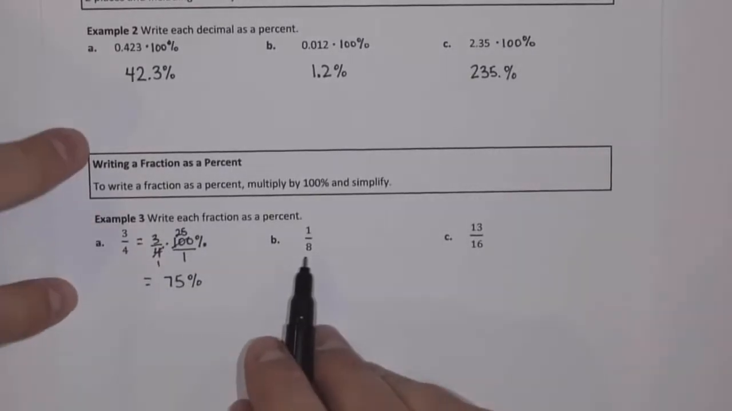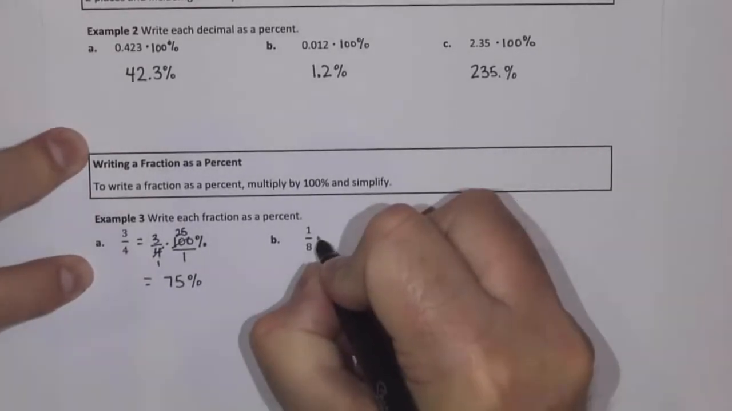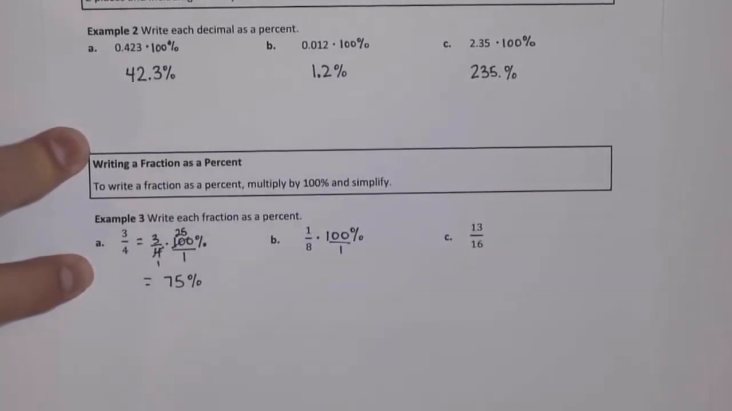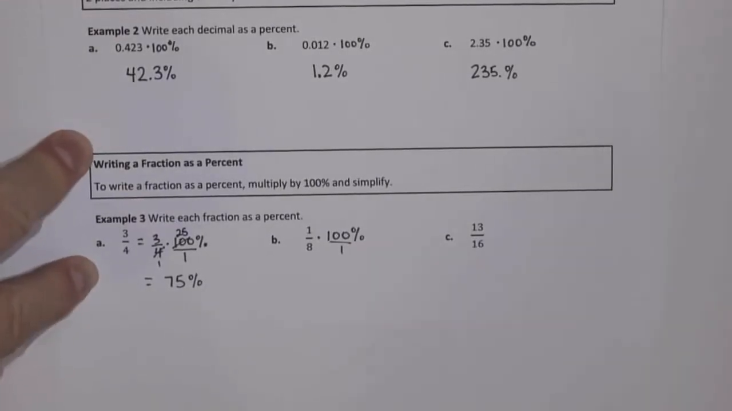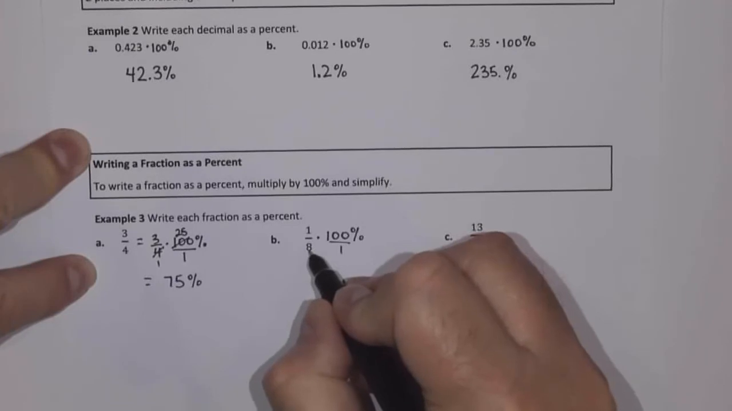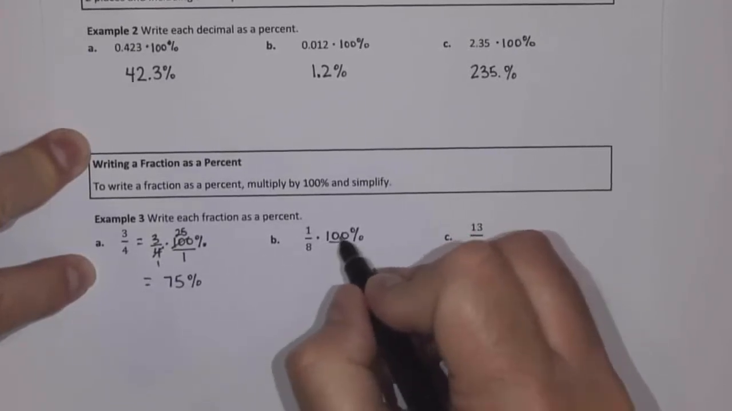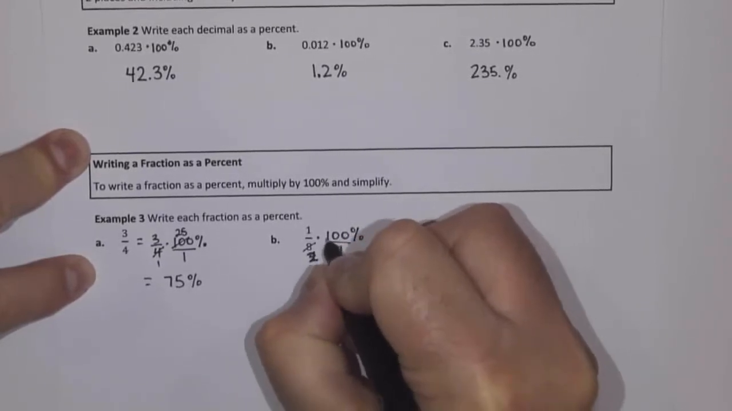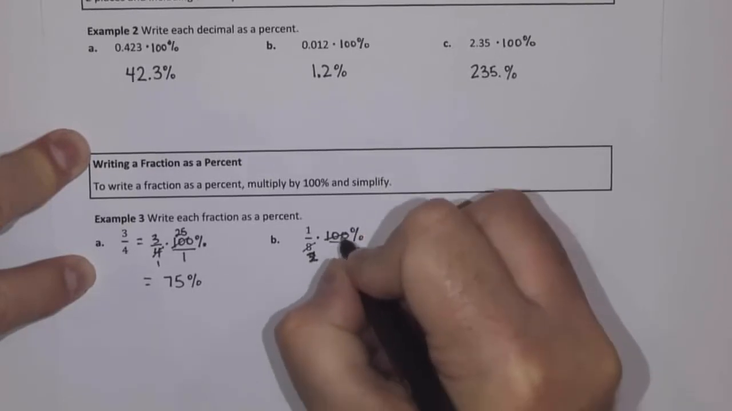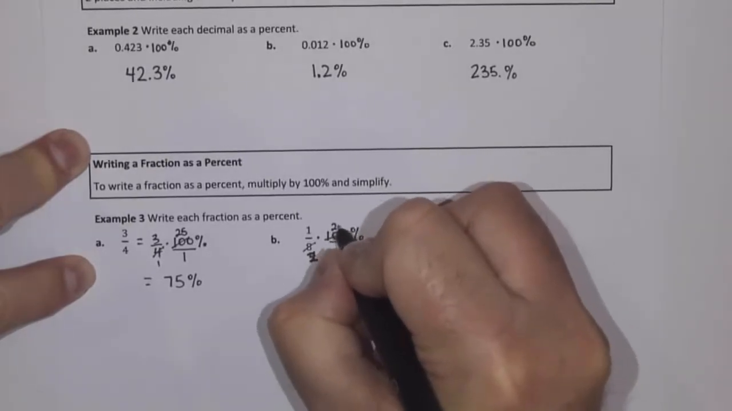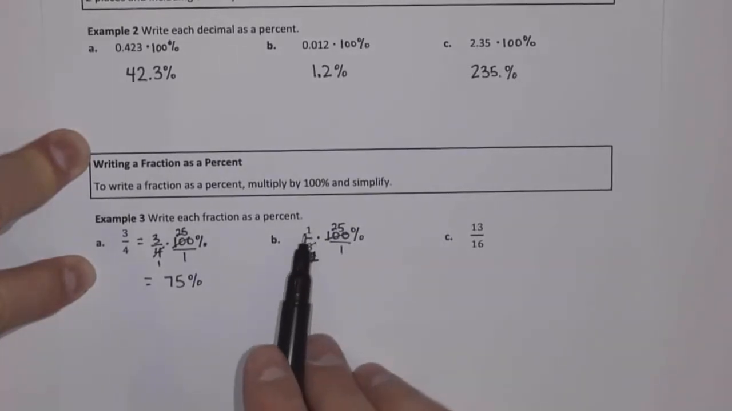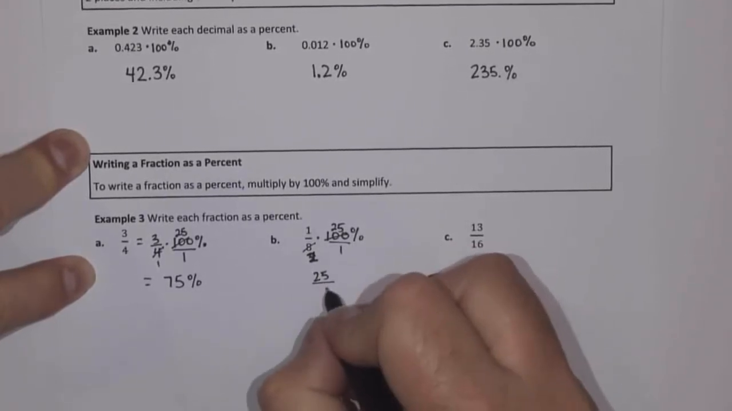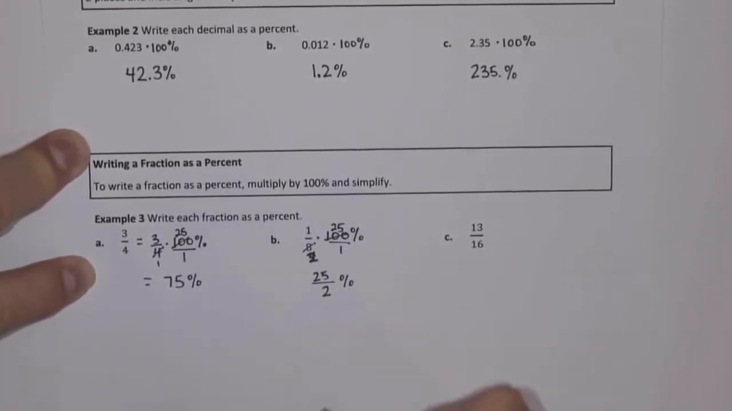What if we want to change 1/8 into a percent? Well, again, I can multiply 1/8 times 100%. So think of the 100 as being over 1. So if we look at the 8 and the 100, we can divide 4 out of both of those. 8 divided by 4 would be 2, and 100 divided by 4 would be 25. So I'm left with 1 times 25, which is 25, over 2 times 1, which is 2%.